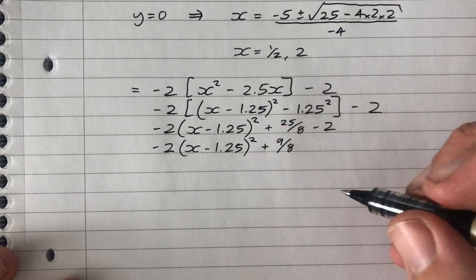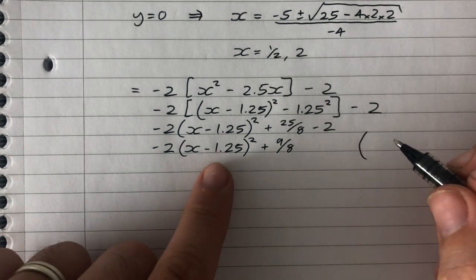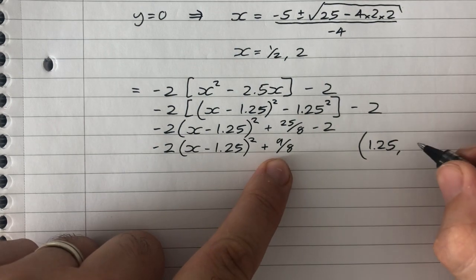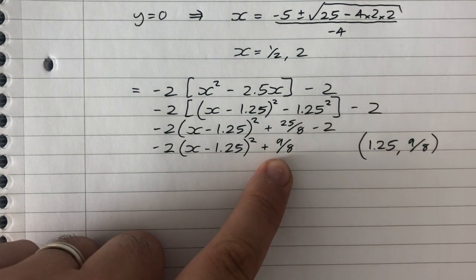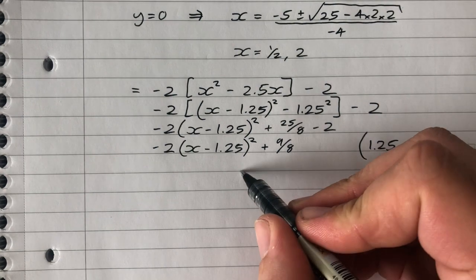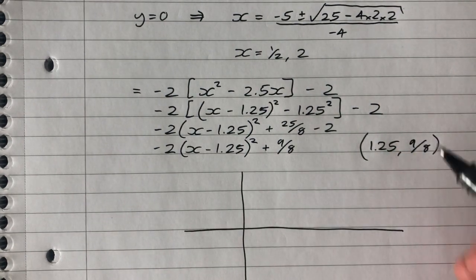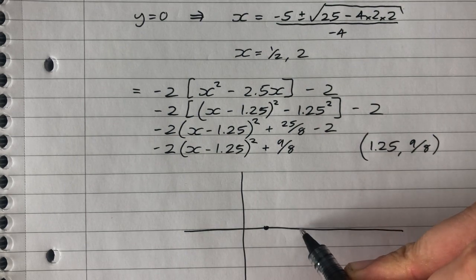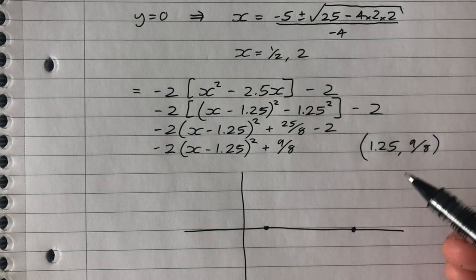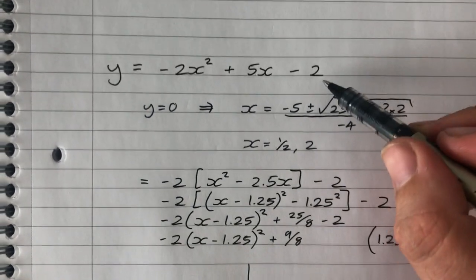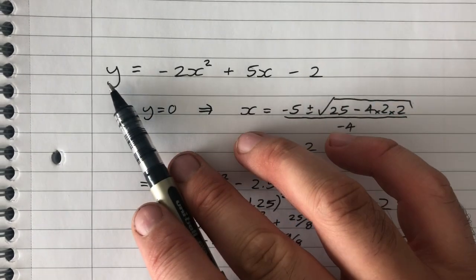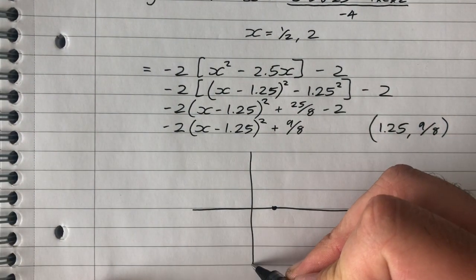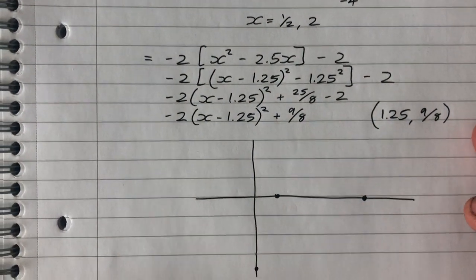Okay, so now we can sketch it. We've got our coordinates of the turning point, which is where the x value is what makes this bracket 0, so it's 1.25, and the y coordinate is here at 9/8. So I now have enough information. I know my roots are at 1/2 and 2, so there's my 1/2, there's my 2. It crosses my y-axis at minus 2, okay, going back to the equation right at the start. When x is 0, y is minus 2, so it's going to cross down here somewhere at minus 2.